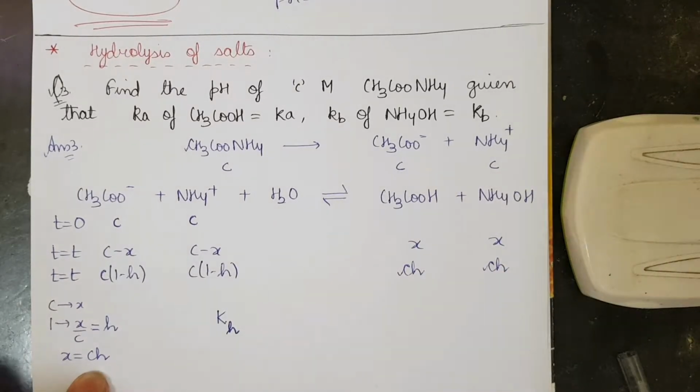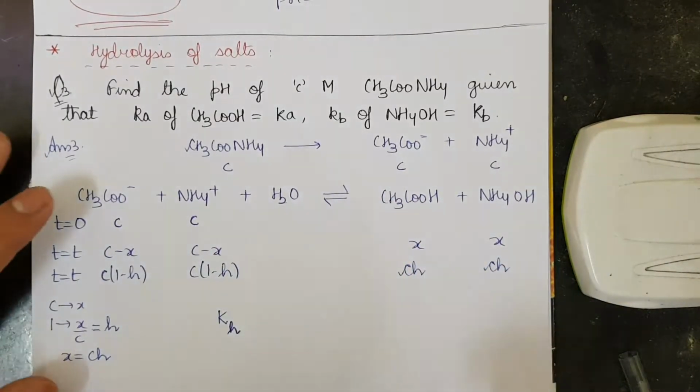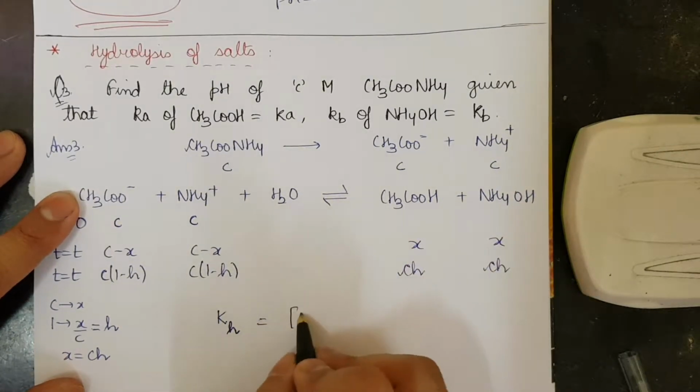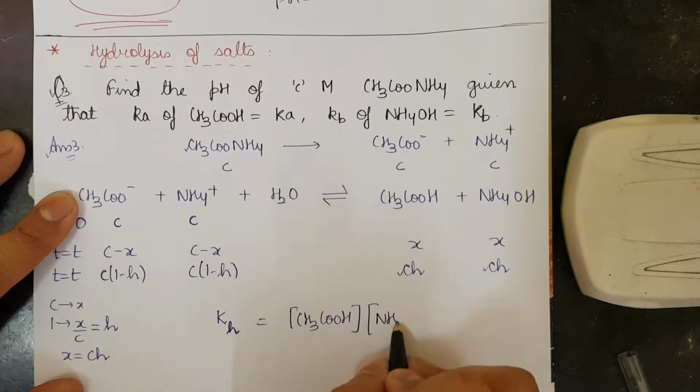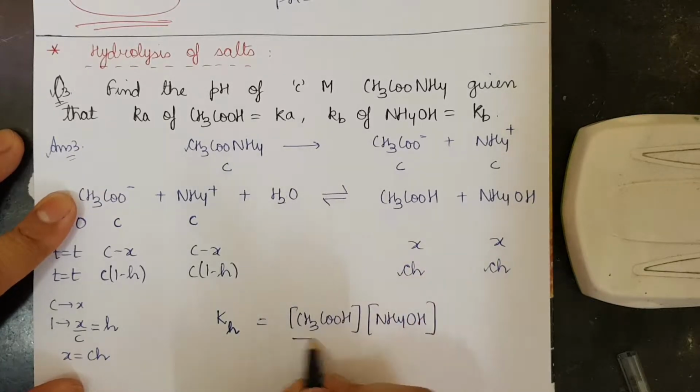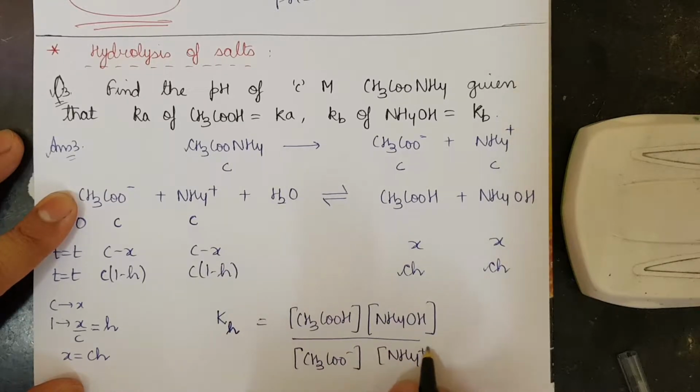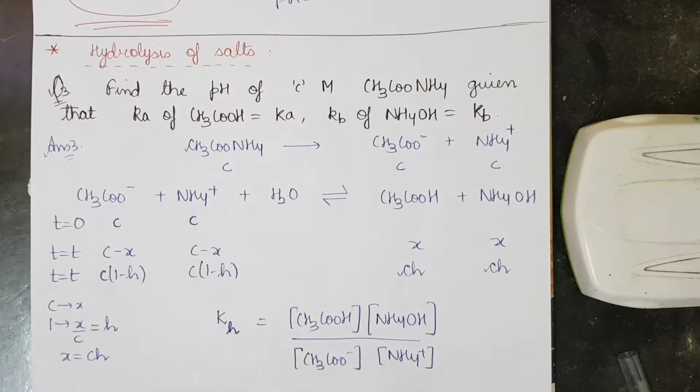Okay. Now basically the KH for this equation can be written as the concentration of CH3COOH into the concentration of NH4OH, whole upon the concentration of CH3COO minus into the concentration of NH4 plus. Let us try to do it further.